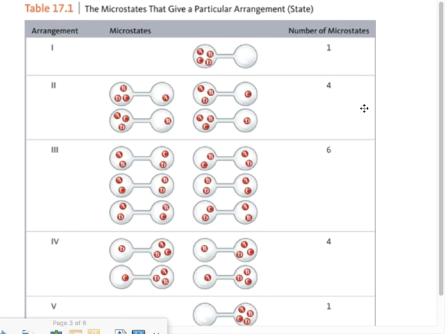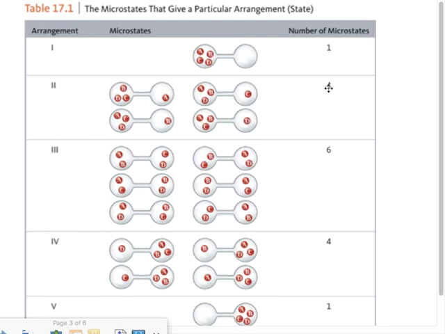What about having 3 on the left and 1 on the right? Well, the individual atom that is the one on the right could be atom A, or atom B, or atom C, or atom D, and all the 3 others would be on the left. So in the arrangement of 3 on the left and 1 on the right, there's actually 4 possibilities to make that true. So there's 4 possible microstates.